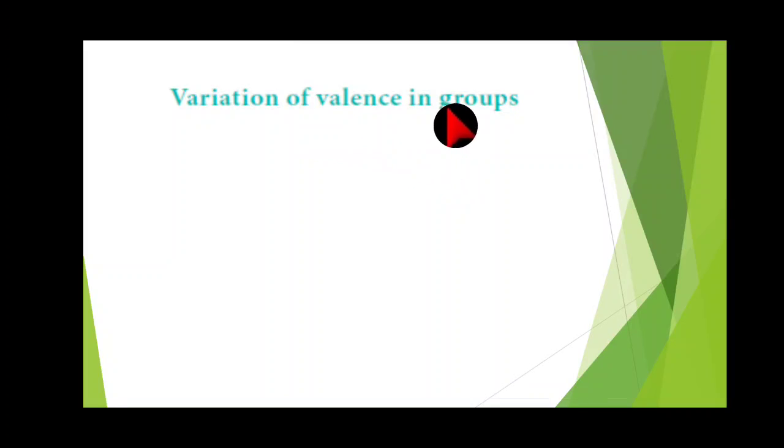Variation of valence in group. So what is valence? In the last orbit of an atom, how many electrons are present? That is called valence.